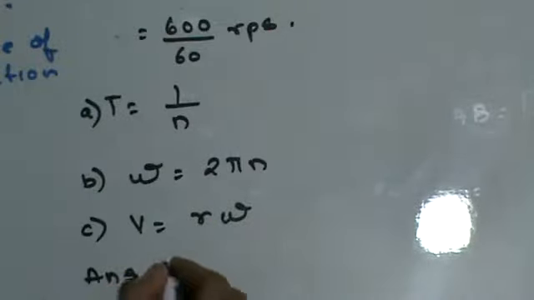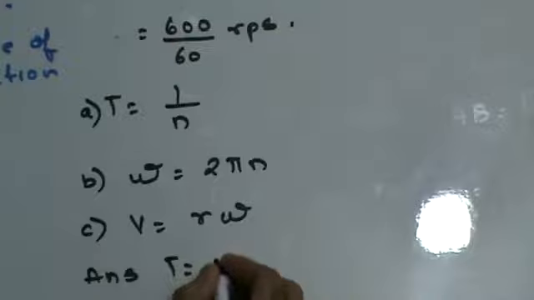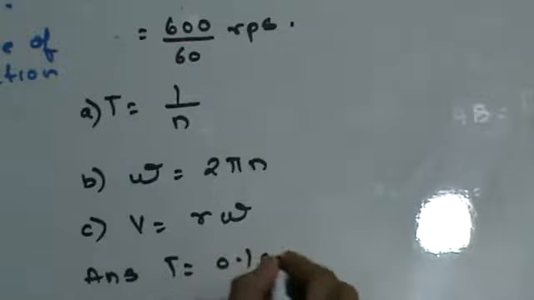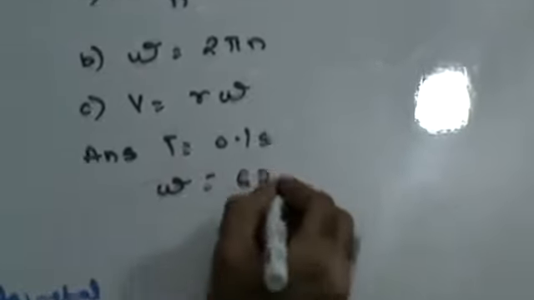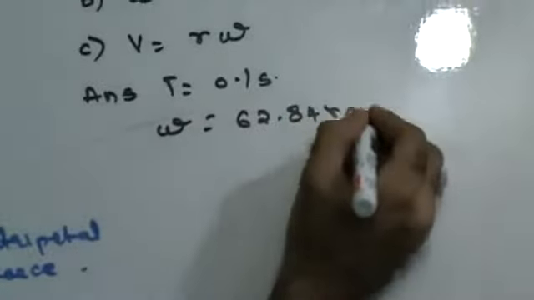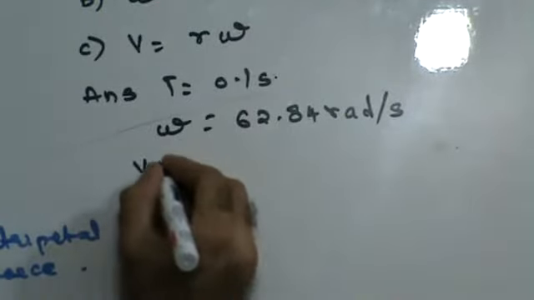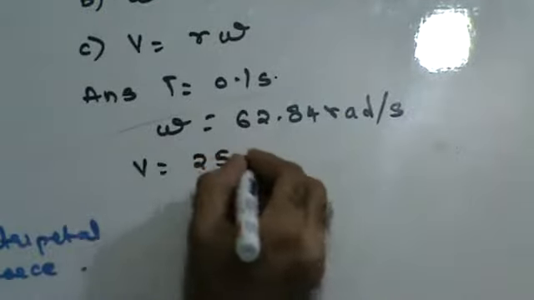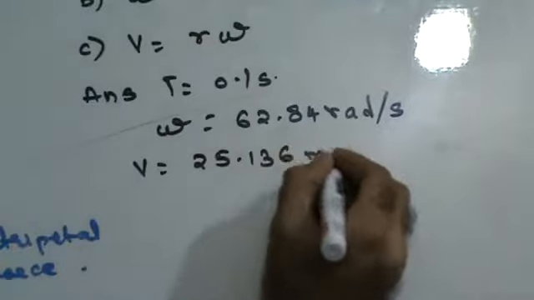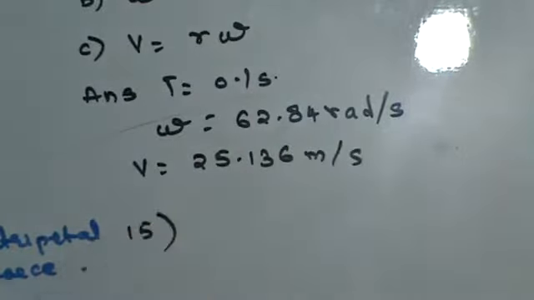The answer for this should be t is going to be 0.1 seconds. Omega should come out to 62.84 radians per second and linear velocity v should be 25.136 meters per second. Right? Next, let's see another sum guys.